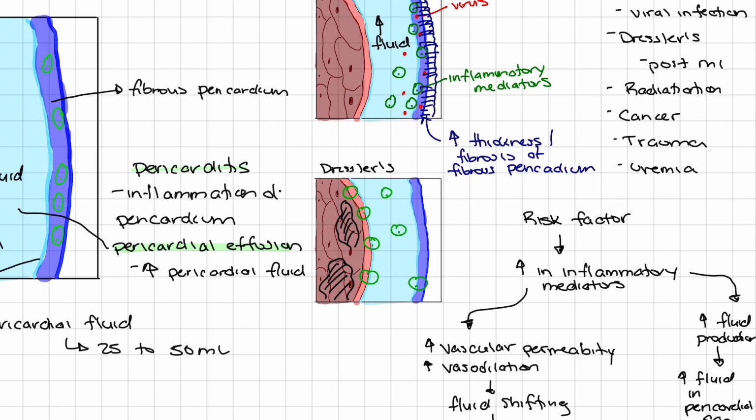And finally, as we have some of our cells being destroyed and inflammatory mediators are impacting our cells, we see an increase in fibrosis, which leads to stiffening of the fibrous pericardium.